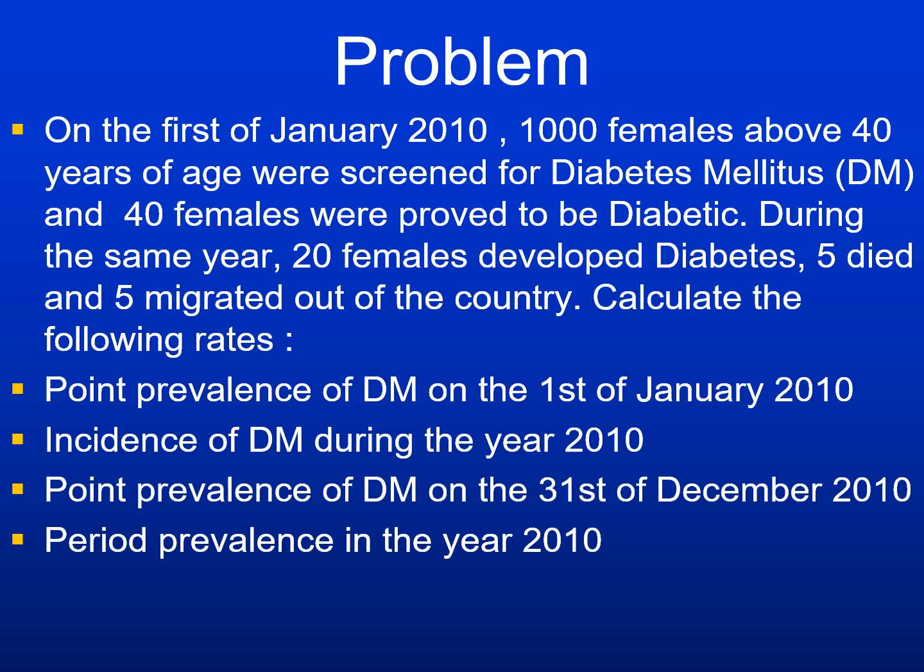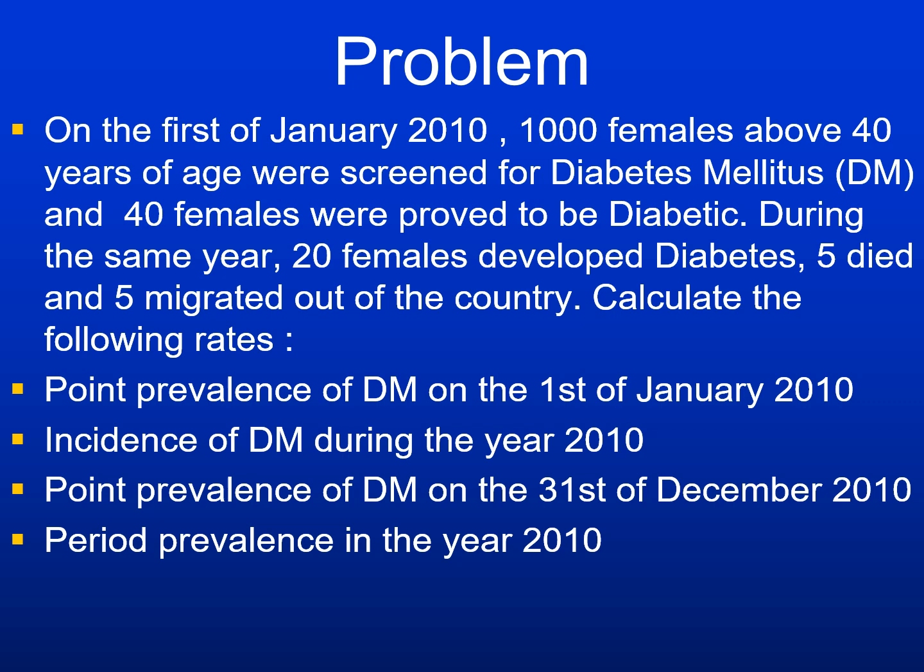So the first one is the point prevalence on the 1st of January. On the 1st of January, when I did the screening, I found 40 females. So the numerator is going to be the 40 females. And at that time, I screened 1,000 females. This is my population. So it is 40 divided by 1,000 multiplied by 1,000.